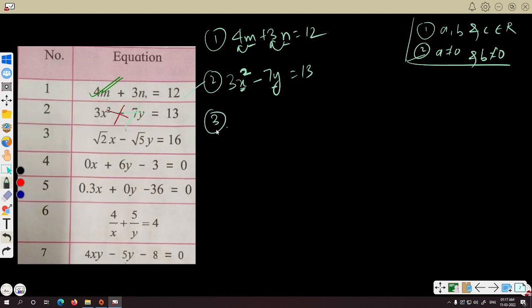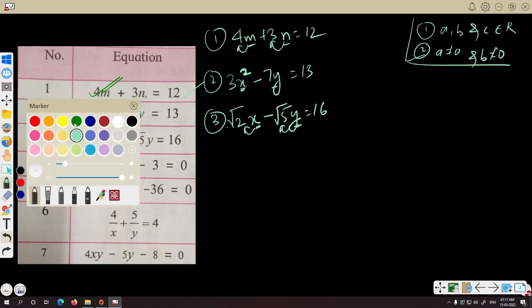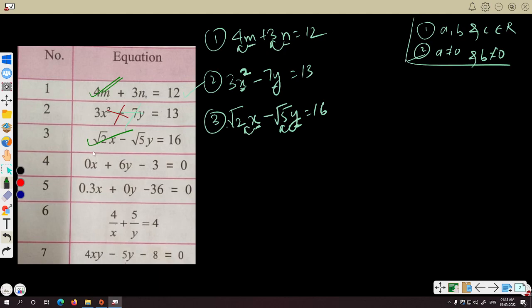Moving on to the next. The third equation is root 2 times x minus root 5 y is equal to 16. The variables are again the same, x and y. If you look at the coefficients, root 2 and root 5, these are not equal to 0. So the second condition is again fulfilled. So I can say that the third equation is again a linear equation in two variables. I hope the concept is clear to you till now.